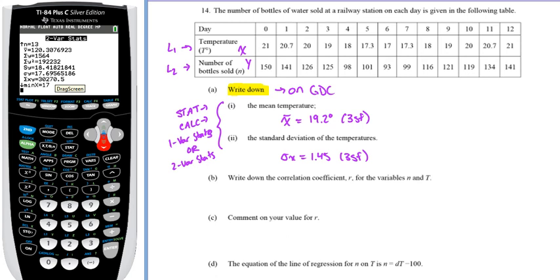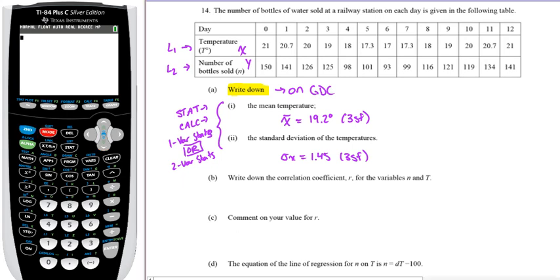So if we needed to find both of those at the same time, two variable stats is the best option, but you don't have to do both of them. It's an either or. So either one of them will get you the correct response. So that's how you can find statistics like mean and standard deviation.